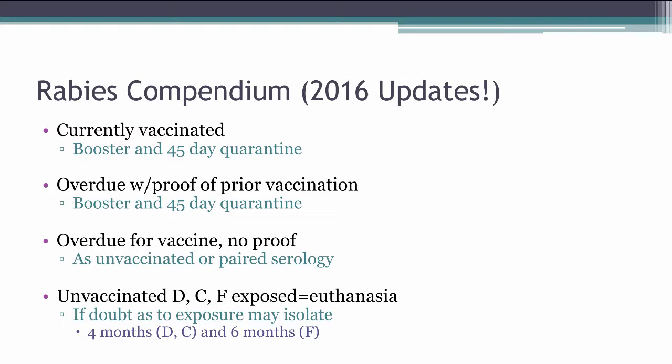Unvaccinated, still the same. Euthanasia is recommended. And then if you're in doubt, like you're not sure if this was an actual rabies exposure, then a quarantine period can be put into place. And 6 months still recommended for ferrets, but for dogs and cats, based on following the many, many dogs and cats that were exposed to rabies that were quarantined, they shortened that interval to 4 months.